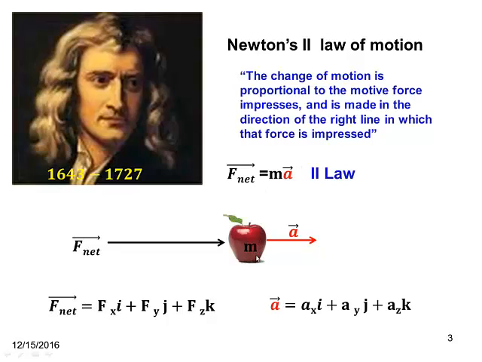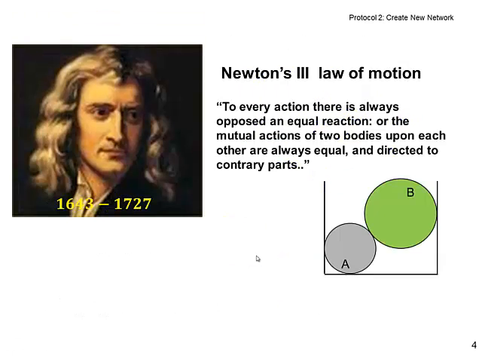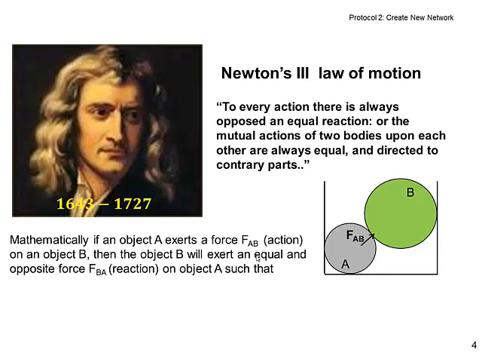Newton's third law states that to every action there is always an opposite and equal reaction, or the mutual actions of two bodies upon each other are always equal and directed to contrary parts. Mathematically, we can say that if an object A exerts a force FAB on an object B, then the object B will exert an equal and opposite force FBA on object A, such that FAB equals minus FBA. In this video, we discuss a few examples of this principle.